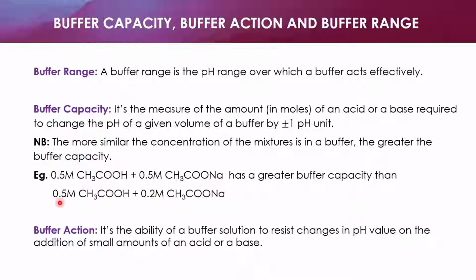and also a buffer made up of 0.5 molar acetic acid and 0.2 molar sodium acetate, it is expected that the buffer made up of 0.5 molar acetic acid and 0.5 molar sodium acetate should have a greater buffer capacity than the buffer prepared from 0.5 molar acetic acid and 0.2 molar sodium acetate, because the more similar the concentrations of the mixture in a buffer, the greater the buffer capacity.